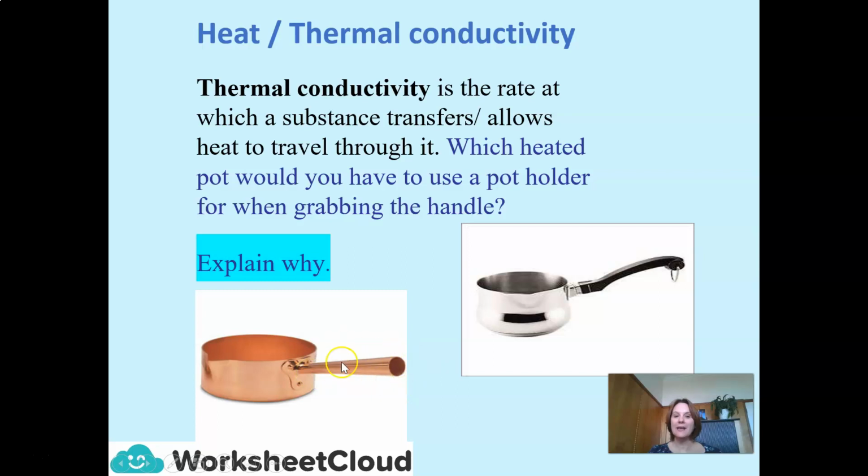You need to take one of those plastic pot holders or a tea towel, wrap it around the pot handle, and then you will be able to remove the pot from the stove.